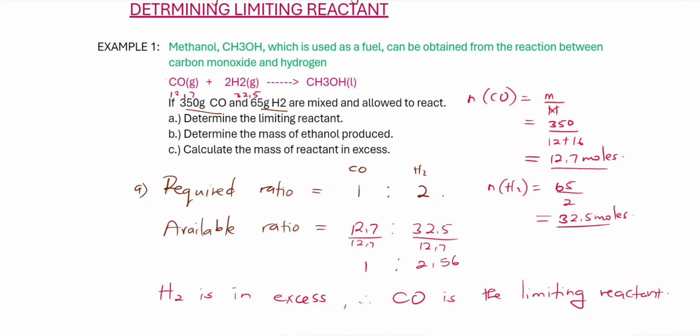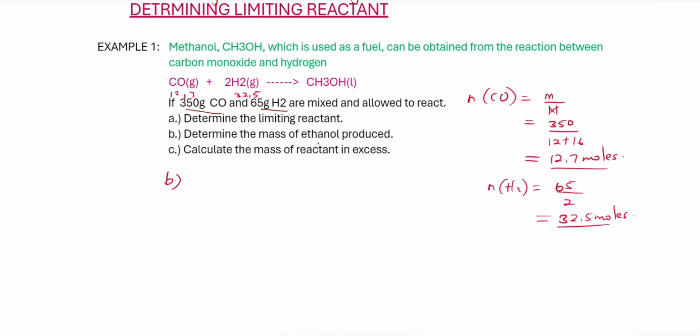Determine the mass of methanol produced. So now to determine the mass of methanol produced, we are going to work with the number of moles of the limiting reactant, which we calculated to be carbon monoxide, which has 12,7 moles. Carbon monoxide and methanol are in the ratio 1:1. So meaning the number of moles of methanol is equal to the number of moles of carbon monoxide, which is equal to 12,7 moles. But we want to calculate the mass.